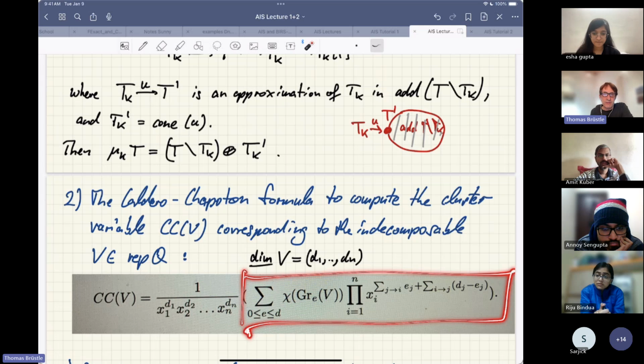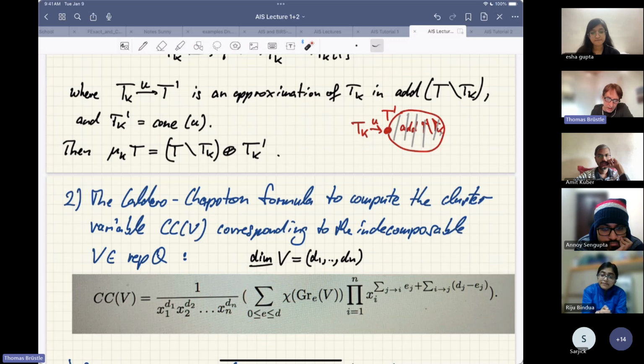Let me go through this in a little more detail. You see that it is a polynomial. It is a sum of products of the x_i's, each to some exponent. So this is a polynomial in the initial cluster variables. You see that.